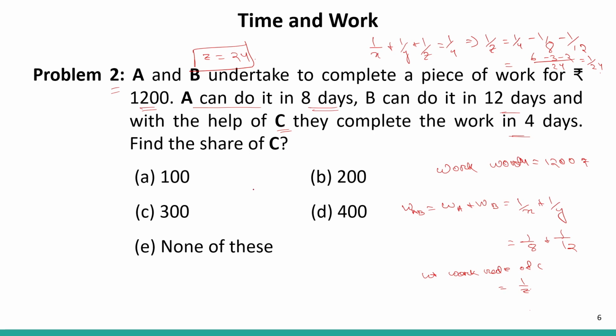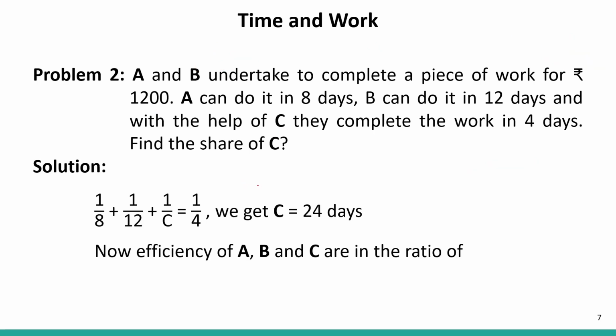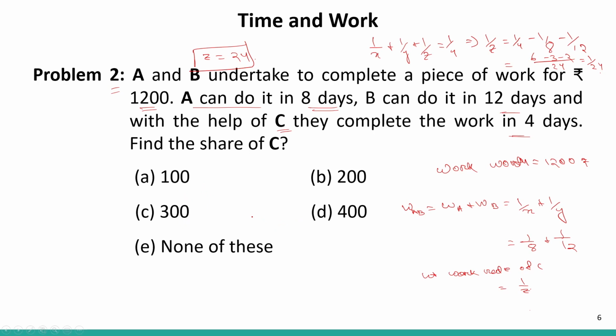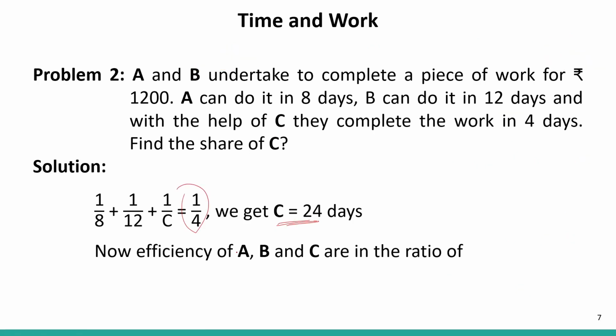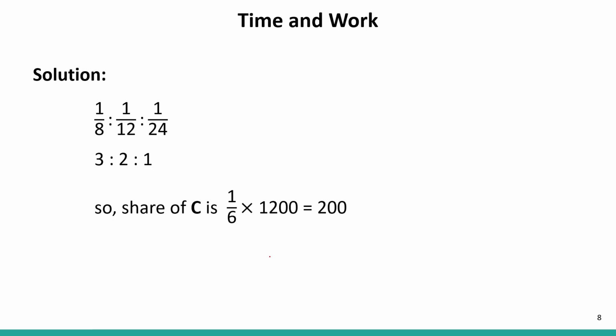So let's see what will be the share of C. 1 by 8 plus 1 by 12 plus 1 by C is equal to 1 by 4. So we can derive that C is equal to 24. Here C is Z, we have assumed it to be Z. So now the efficiencies of A, B and C are in the ratio 1 by 8, 1 by 12, 1 by 24.